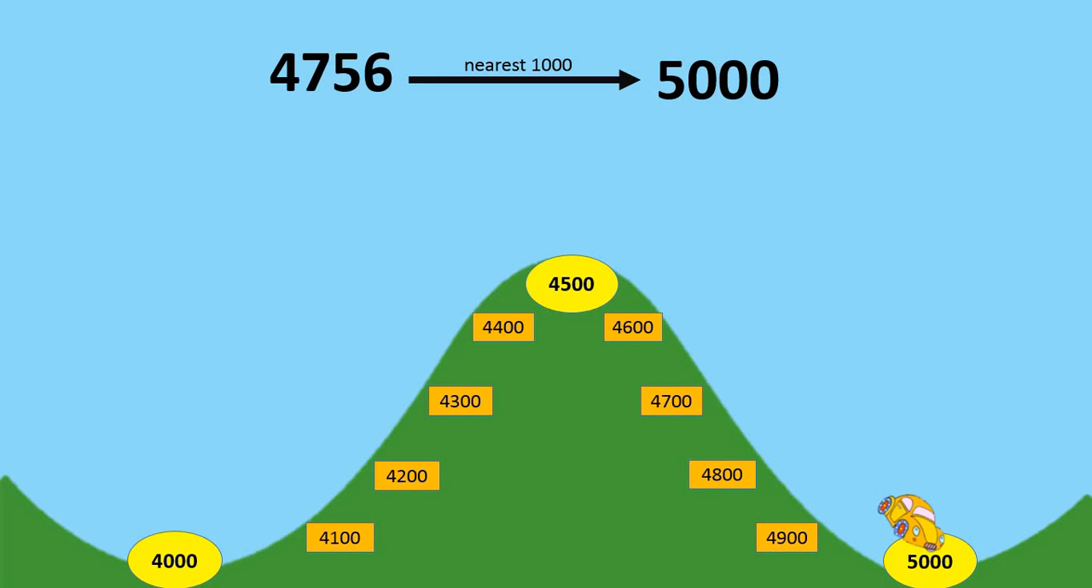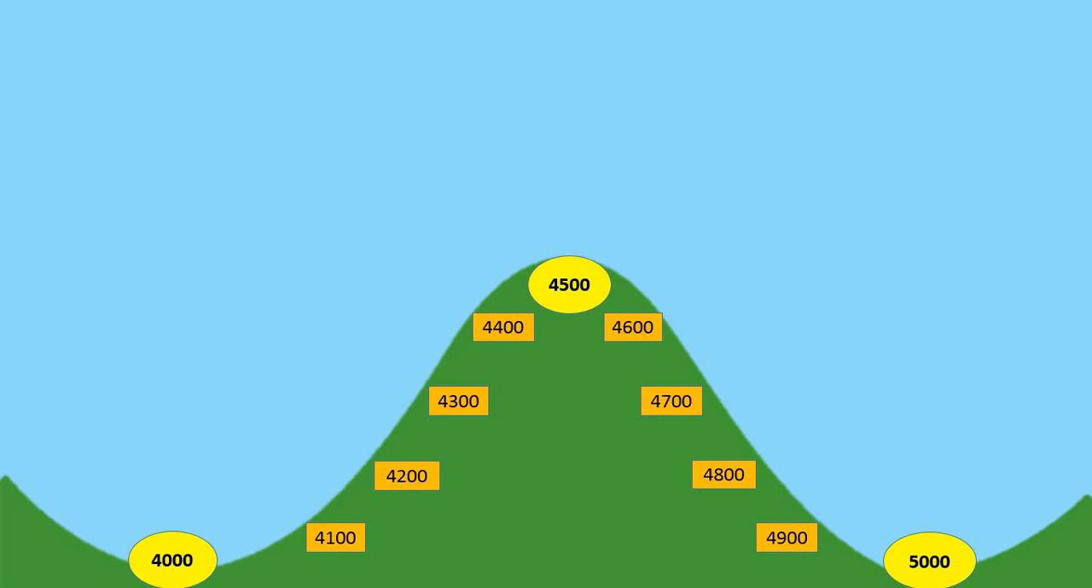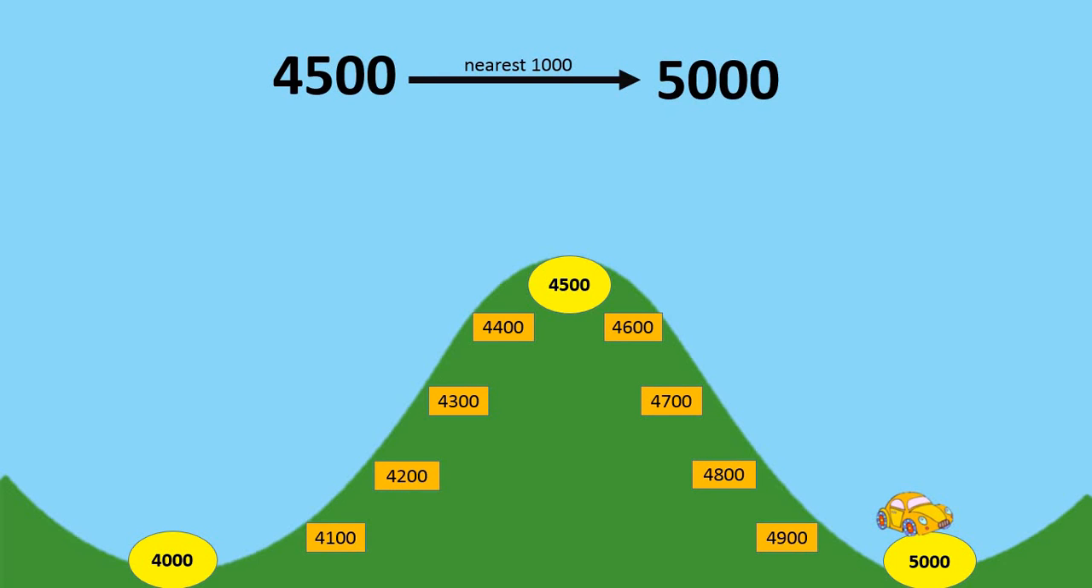And if the car has the number 4,500, that is, it is on the top of the hill, we will give a little push to it from the back. So, it will roll down to the right valley at 5,000. So, we may say that 4,500 will be rounded off to 5,000.